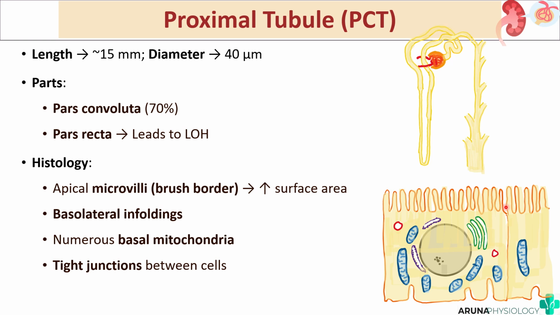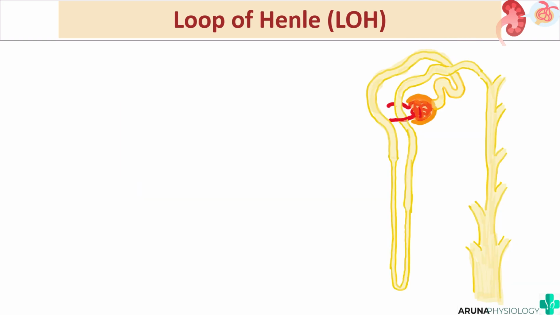So the major function of this proximal convoluted tubule is reabsorption. That is why we've got this brush border epithelium. So brush border, basal infoldings, lot of mitochondria, tight junction. Next we'll see about the loop of Henle.